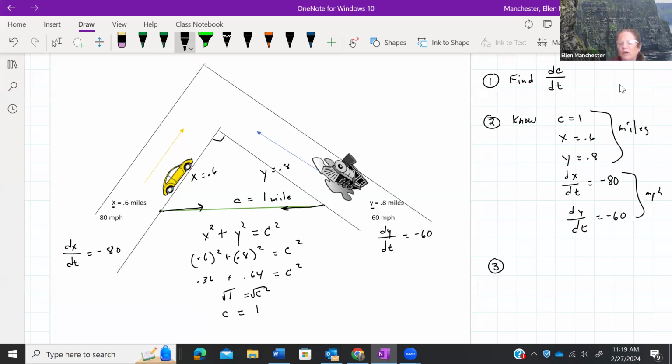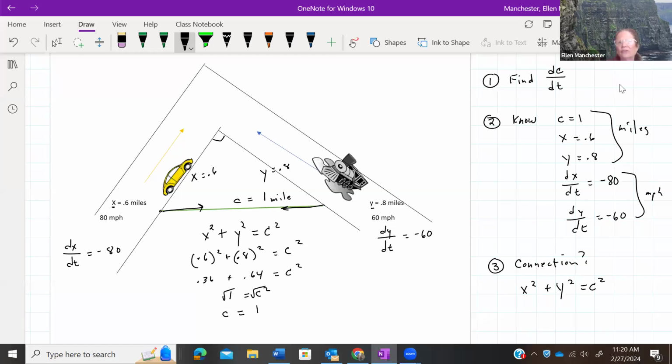And then the third question we always have to ask ourselves is, what's the connection? How am I going to connect all of this information to be able to find dc dt? So the connection is going to be our function, whatever the function is. Now, the good news is you guys are going to be given a function every time. What you're going to have to pull out of the word problems is, what do you know and what do you have to find? So you're going to have to work really hard to get 1 and 2. 3 will be given to you.